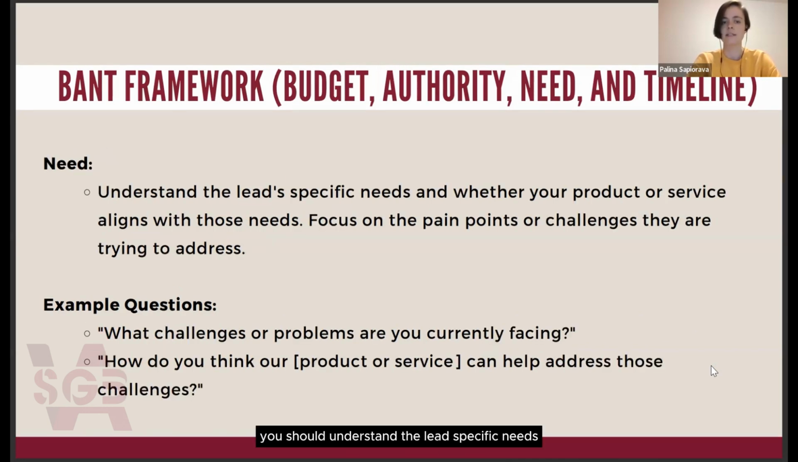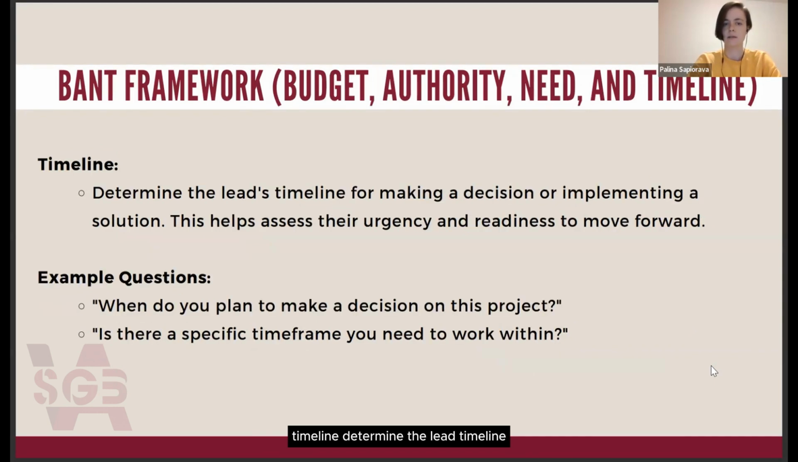Need. You should understand the lead's specific needs and whether your product or service aligns with those needs. Always focus on the pain points or challenges. Timeline. Determine the lead's timeline for making a decision. For example, you should ask if it's convenient for a lead to communicate with you right now and make decisions. Probably it will be better for you to reach out to the lead later when they won't be so busy. And of course, you can ask questions such as, when do you plan to make a decision on this project? Is there a specific time frame you need to work with?